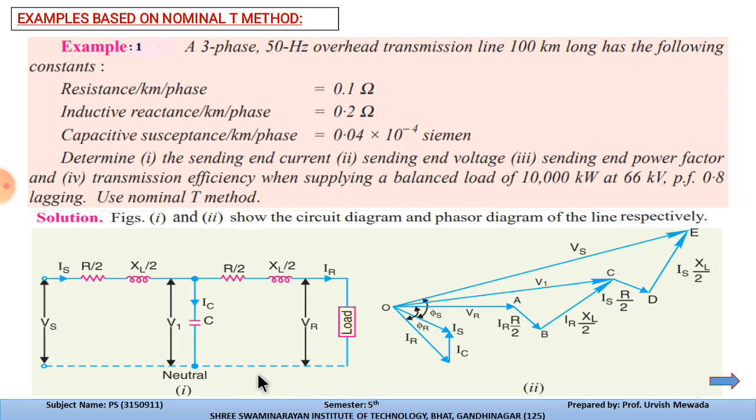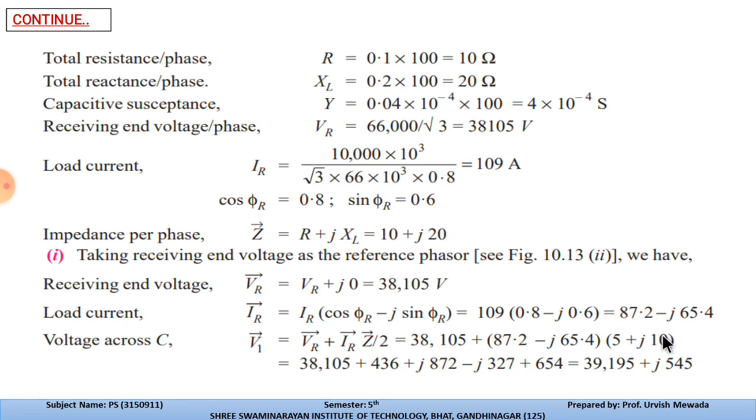Here again we have drawn two diagrams: first is the circuit diagram, and second is the phasor diagram that we already discussed in the previous slide. Figure 1 and figure 2 show the circuit diagram and phasor diagram of the line respectively. So you are aware of this diagram and this phasor diagram. Let us start the calculation for this example. The resistance per phase is given as 0.1, and here we considered the 100 kilometer line, so 0.1 is multiplied with 100, that's why it is 10 ohm.